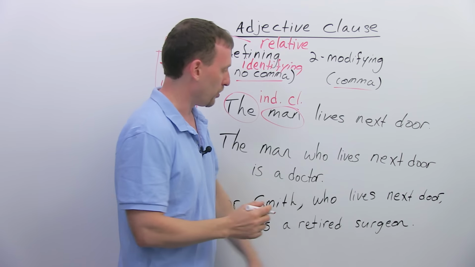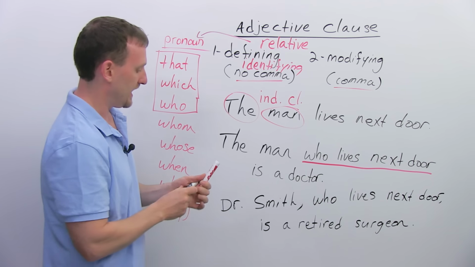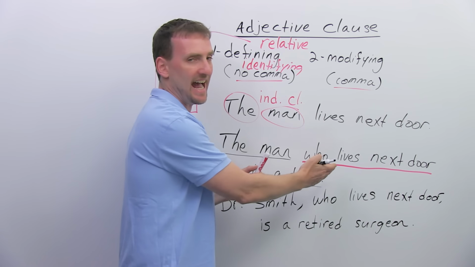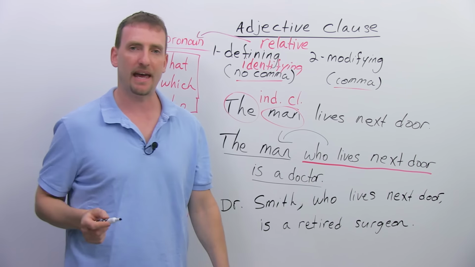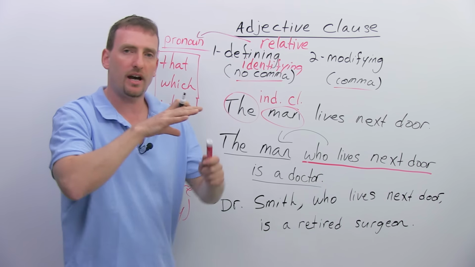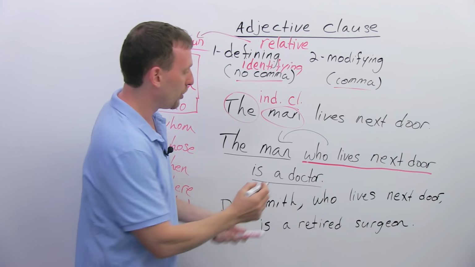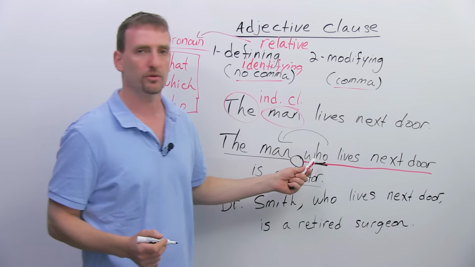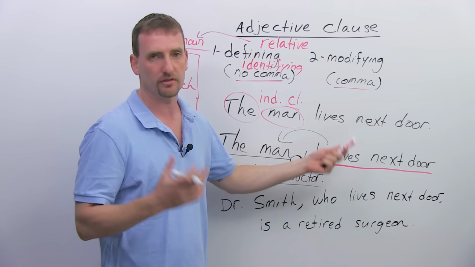The man who lives next door is a doctor. Okay, so again, I still have my independent clause. The man is a doctor. But now I have my adjective, my identifying adjective clause telling me who the man is. Now, because I need this clause to identify, to define this man amongst all the possible men, there's no comma here, if you'll notice. And who is also the subject of the clause. Subject, who, lives, verb.